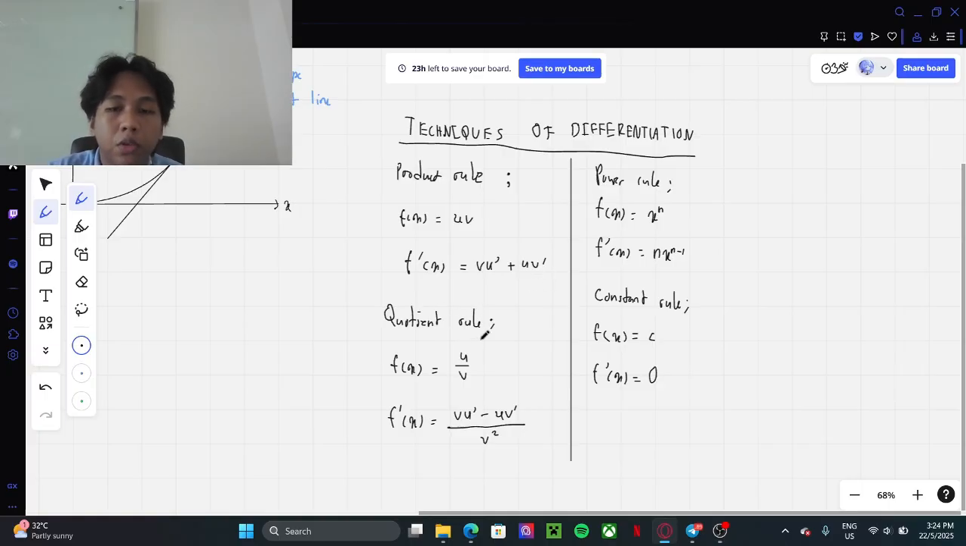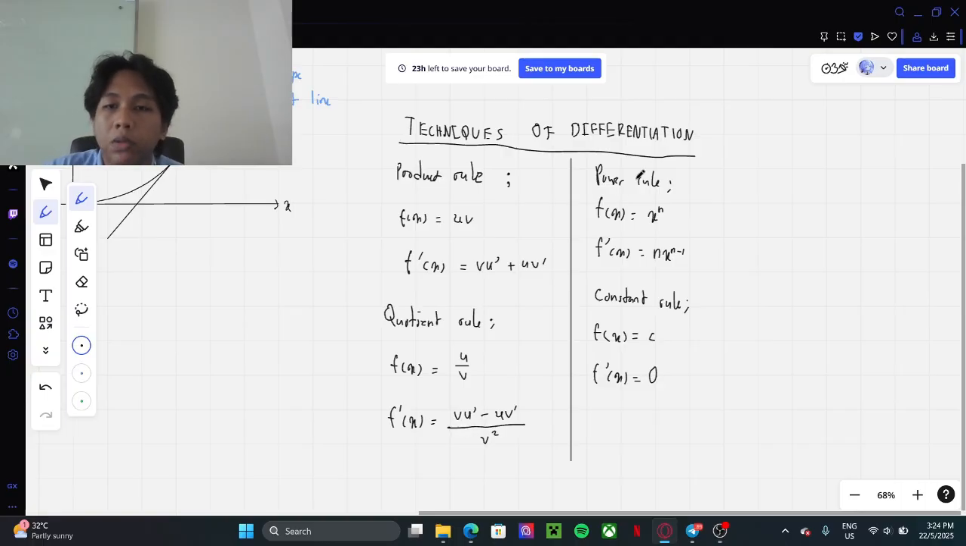So now for the quotient rule. Quotient rule is when we have two functions and one function is divided by the other. For example, we have u divided by v. So f prime of x is given by v times the derivative of u minus u times the derivative of v, all over v squared.